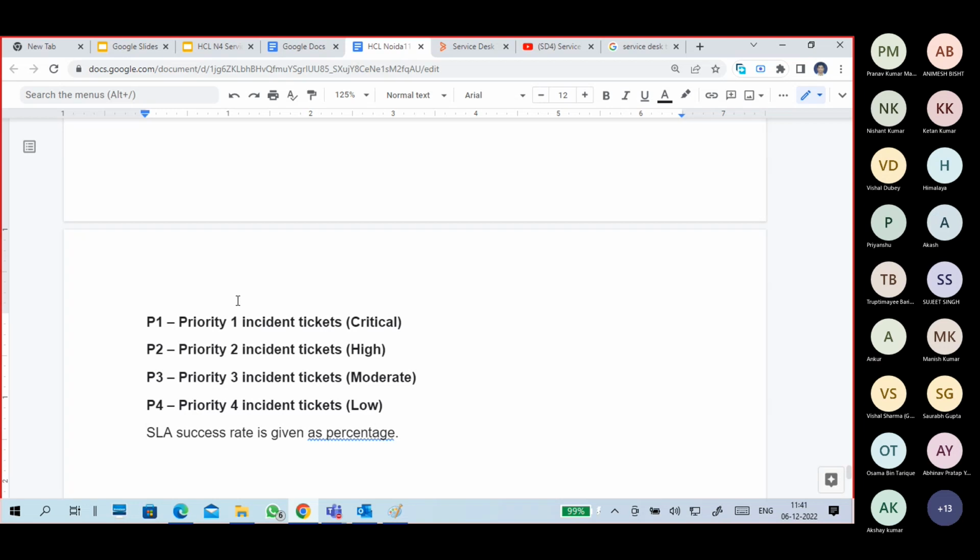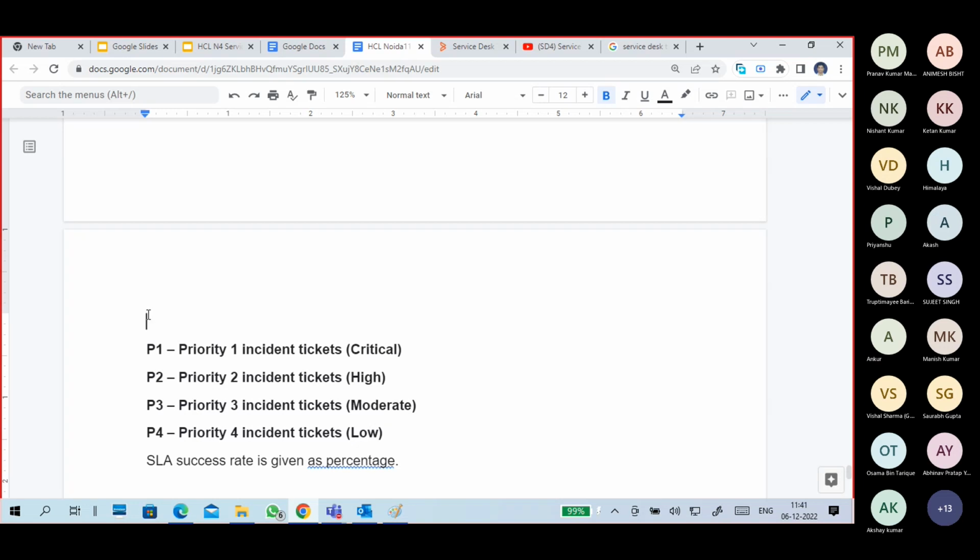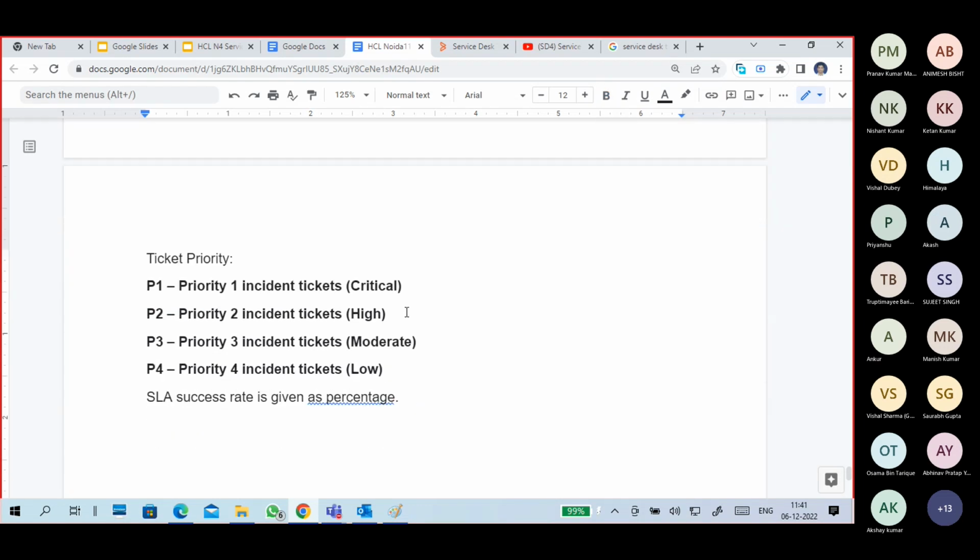Okay. So this is, we can say, ticket priority, and impact is also there. Impact is also there. So, there is a situation, like we are facing a certain situation.